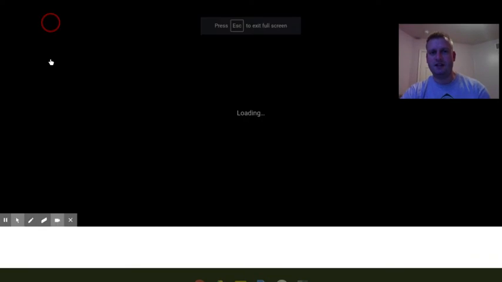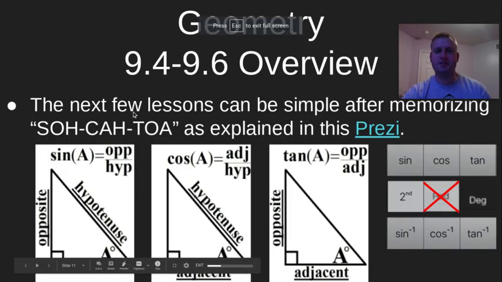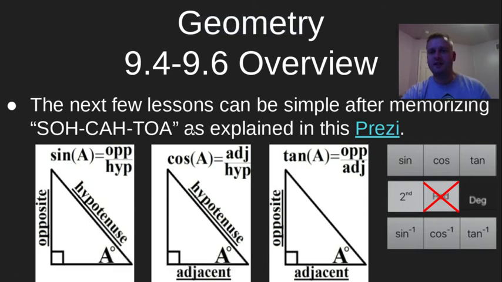Our next learning target in this chapter is something called trigonometric ratios. And the simple overview of it is like get SOHCAHTOA memorized. It's explained really well by me in this Prezi. If you click around on the internet, other teachers are going to go really, really in depth on SOHCAHTOA, probably in a little longer video than this.